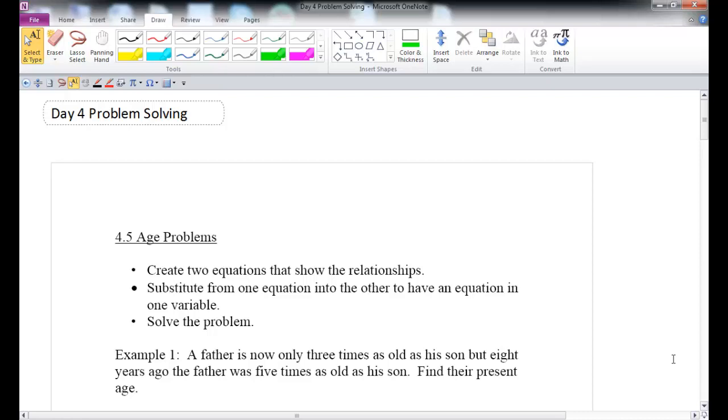Welcome to day 4 of our problem solving unit. Today we'll look at age problems. Let's jump right in with an example.